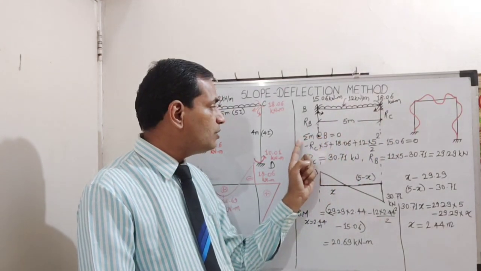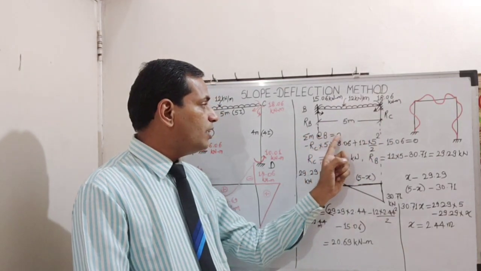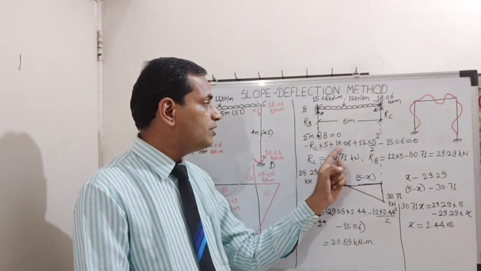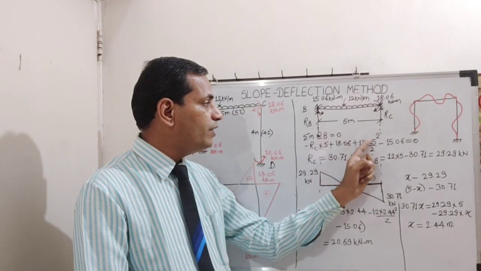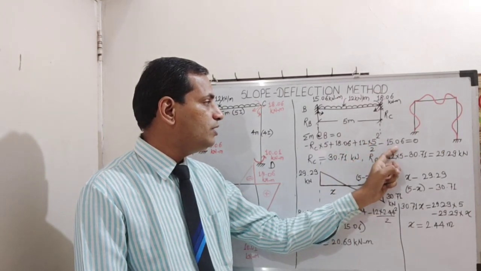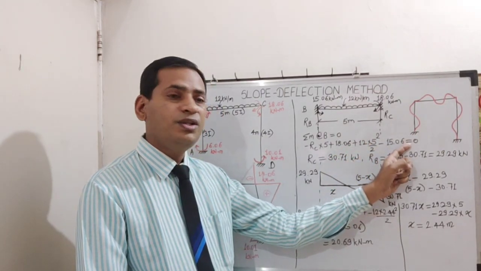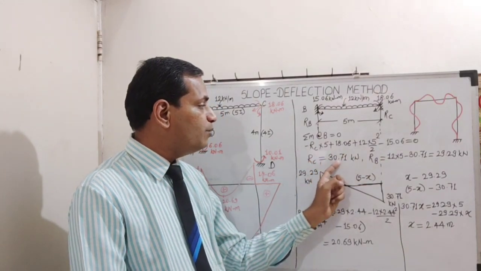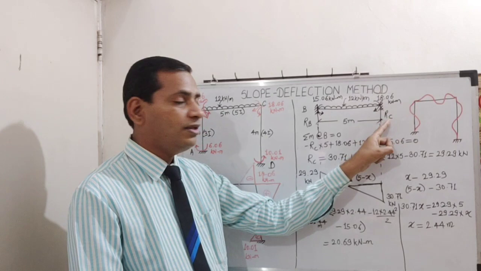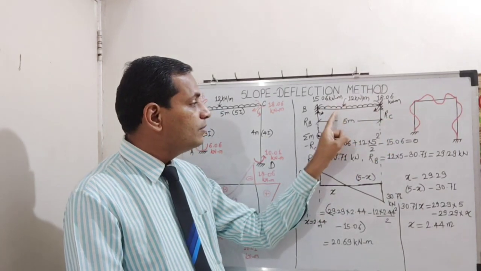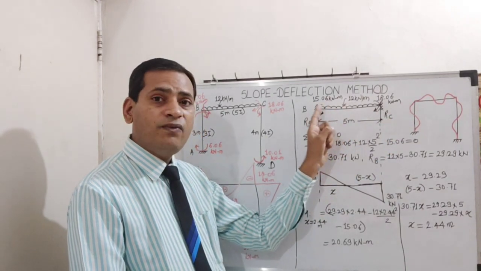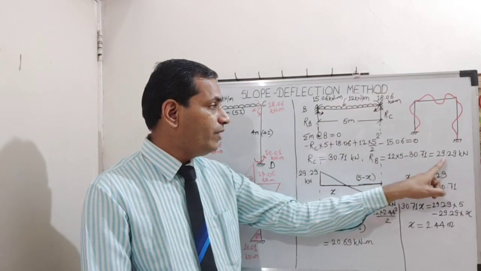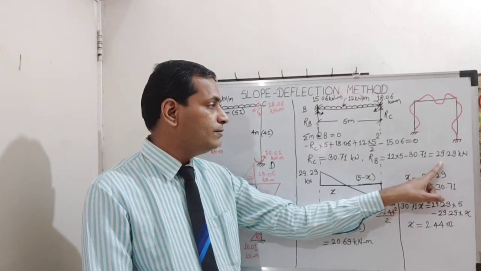I have taken summation of moment about B and I have written the equation for moment: minus RC into 5 plus 18.06 plus 12 into 5 square by 2 minus 15.06 is equal to 0. Now from this equation I will get RC is equal to 30.71 kilonewton, this reaction. For this frame again I have applied summation of Fy is equal to 0 and I have got RB, reaction on B, as 29.29 kilonewton.